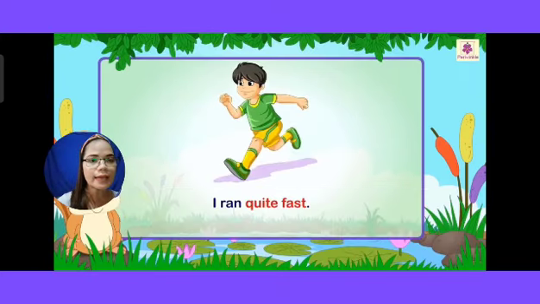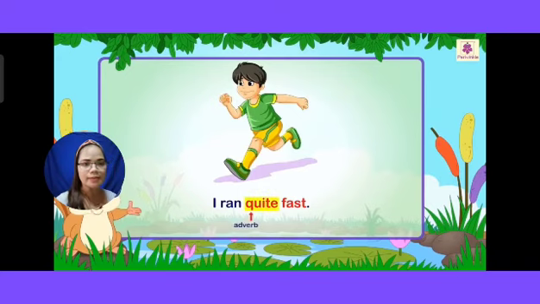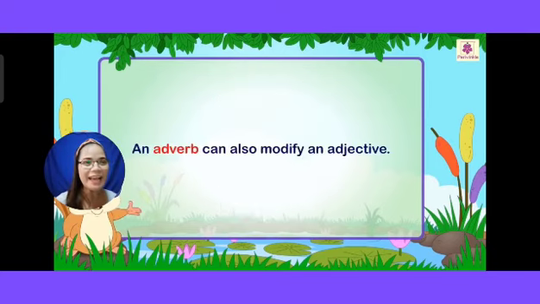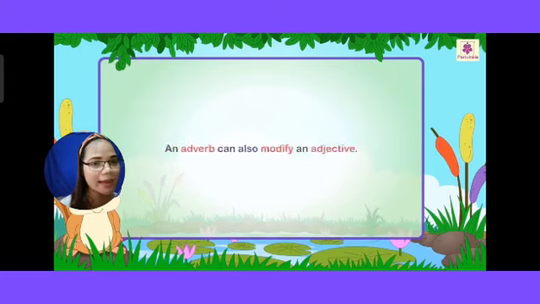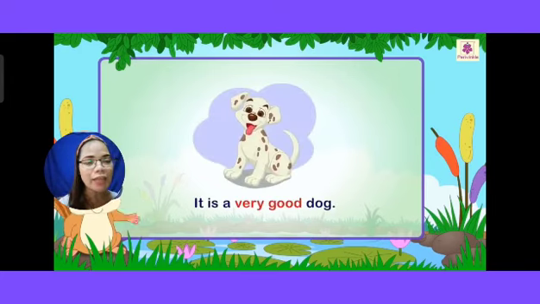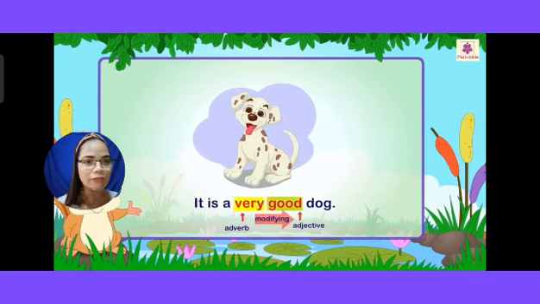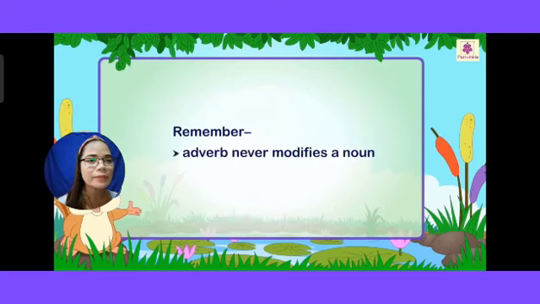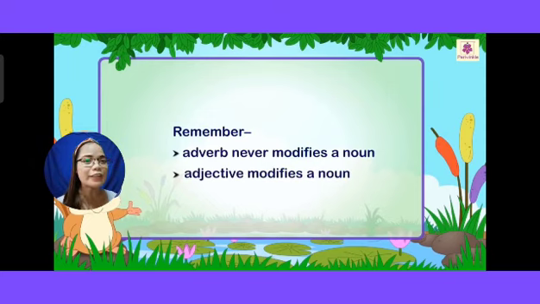Some adverbs modify other verbs. I ran quite fast. Adverb quite and the adverb fast. So, they are both adverbs. Of course, they are adverbs. An adverb can also modify an adjective. For instance, our example is, it is a very good dog. The adjective is good, modified by the adverb very. Okay, very good. Remember, adverb never modifies a noun. Adjective modifies a noun. So, yun lang yung kaibahan nila, okay?